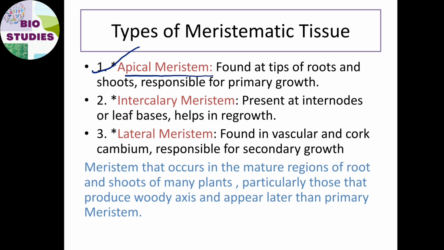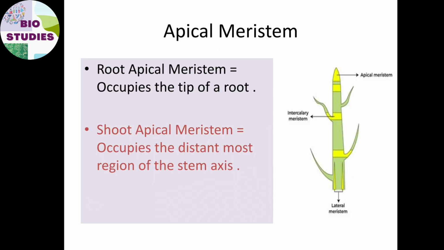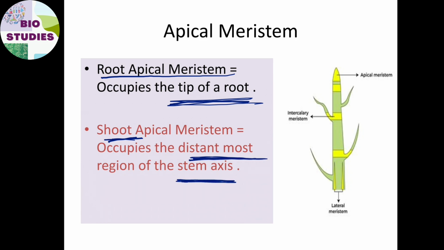First is apical meristem, because these are present in the apex or the tips of root or shoot. That's why it is known as apical meristem. Here you can see root apical meristem, which occupies the tip of roots. Shoot apical meristem, which occupies the distant most region of the stem.